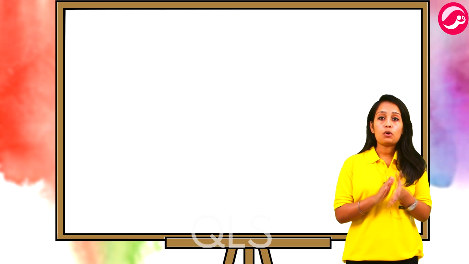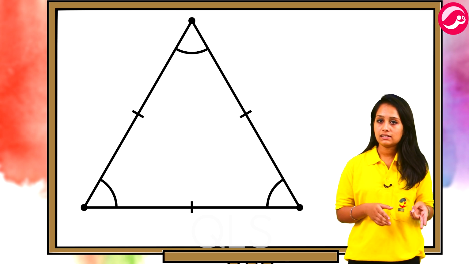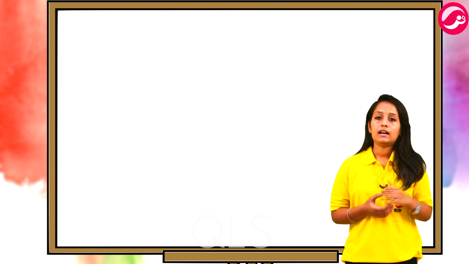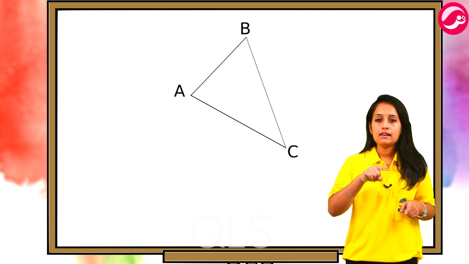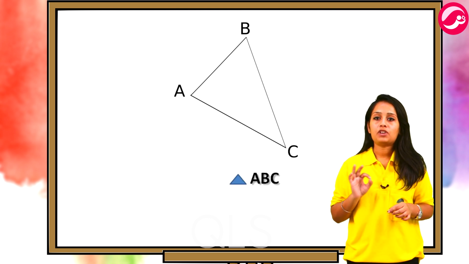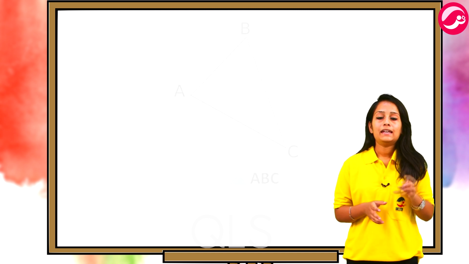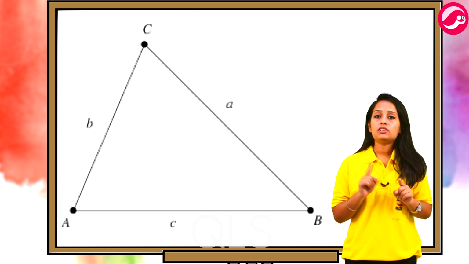A triangle is a polygon with 3 edges, that is line segments, and 3 vertices, that is corner points. And it is one of the basic shapes in geometry. A triangle with vertices A, B and C is denoted by triangle ABC. That is, we put a triangle symbol before ABC. Now, in Euclidean geometry, any 3 points when non-collinear determine a unique triangle.